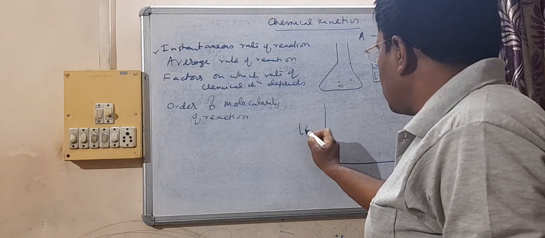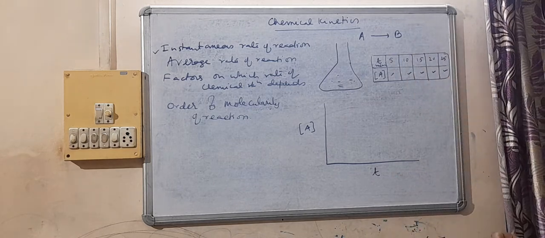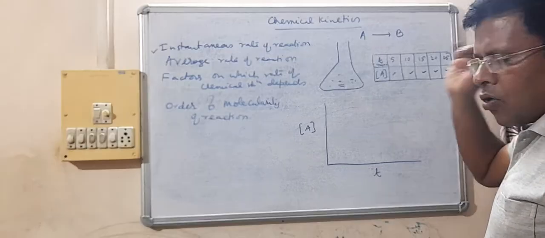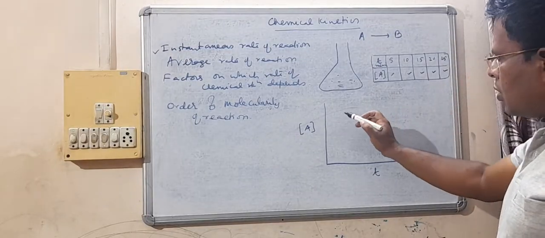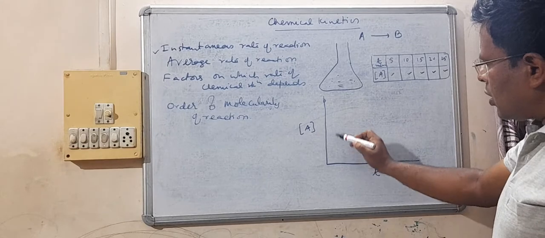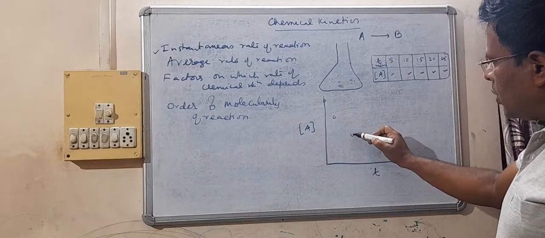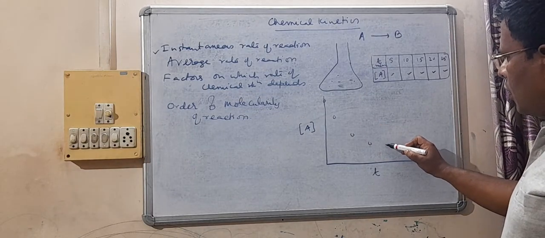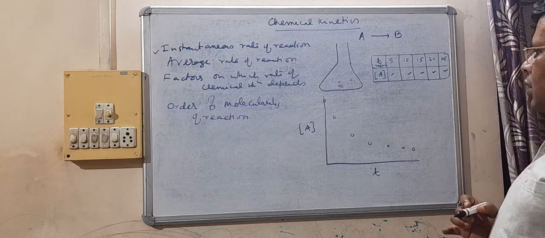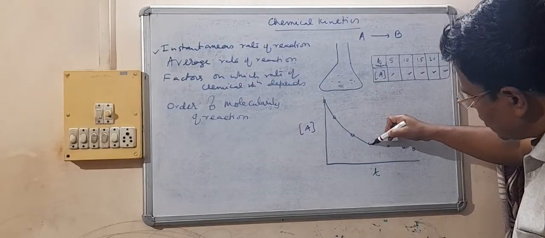So here we have concentration of A, and here we plot time. As A is a reactant, concentration of A is going to decrease. Suppose at 0 time its value was this, then at some other time it will be this, then it will be this. So you see concentration of A is gradually decreasing. So we get a curve like this.